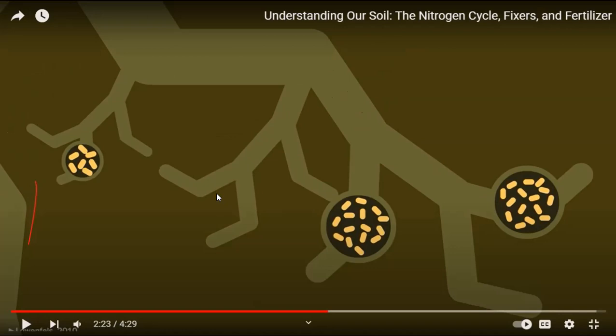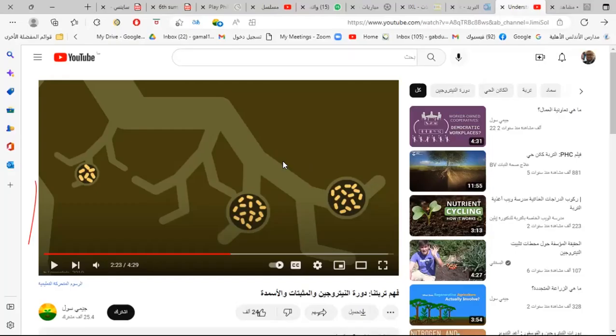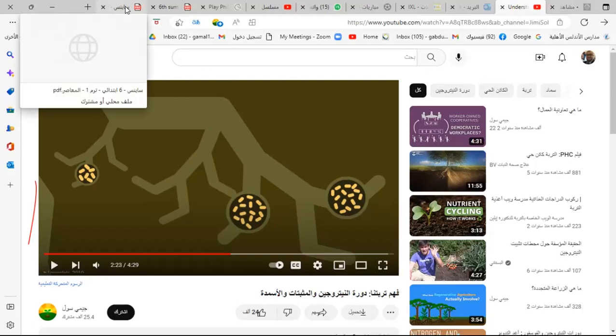Can you see here the nodular bacteria in the root of the legumes? Yes. Here the nodular bacteria can absorb nitrogen from the soil and give it to the plant. The plant can make proteins. So when we eat the plant, we take protein from the plant, okay?